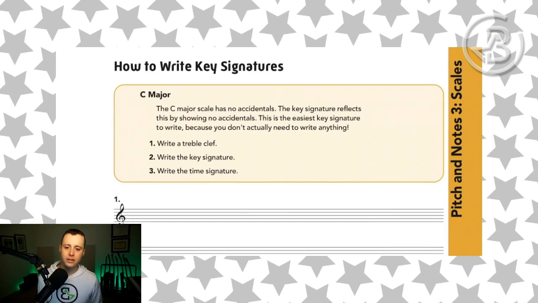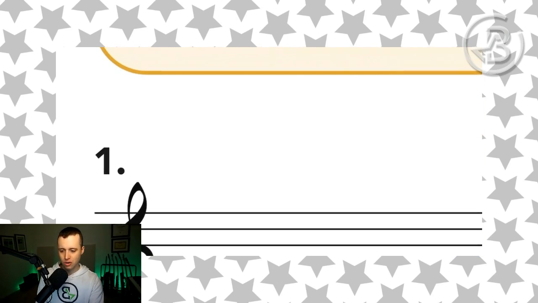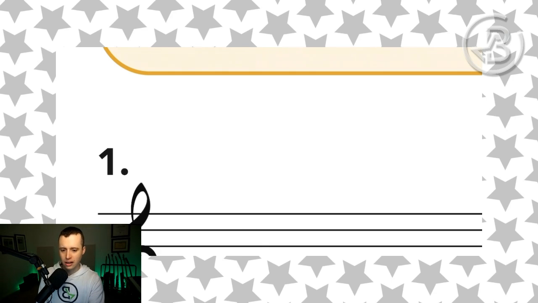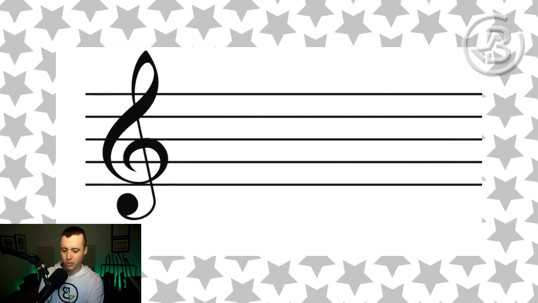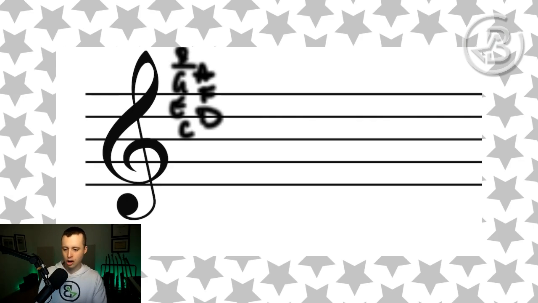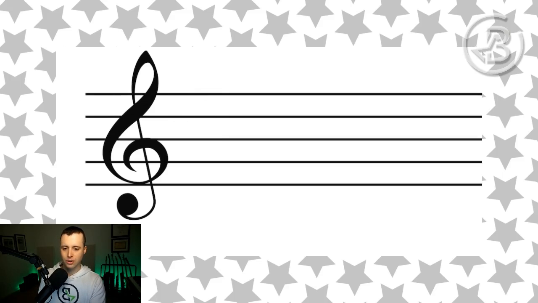In this lesson, we are going to talk about how to write key signatures. The key signature for C major is actually pretty easy to write because you don't need to do anything, because there's no sharps or flats in the key of C major. So basically what the key signature is doing is telling us, by the way, we have in this key a C, a D, an E, an F, a G, an A, and a B. And there's no sharps or flats. So you don't need to write anything.